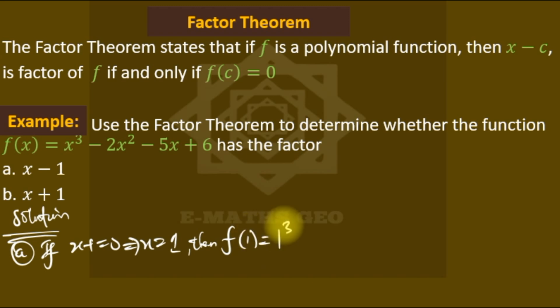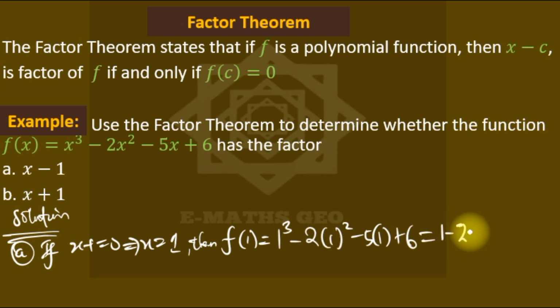We have 1 cubed, minus 2 times 1 squared, minus 5 times 1 plus 6. So this is 1 minus 2 minus 5 plus 6. Yes, 1 minus 2 is minus 1. Minus 1 minus 5 is minus 6. Plus 6 gives us 0. So it's a factor.